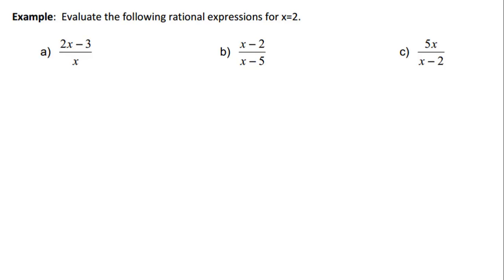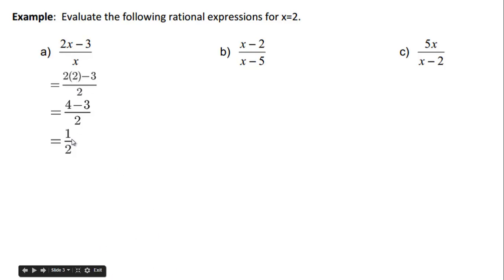This question talks us through evaluating the expressions for x equals 2. You can go ahead and do that if you want. I'm just going to talk through them. If you sub in x equals 2 into the first one, you get 2 times 2 minus 3 over 2, 4 minus 3 over 2, which is 1 over 2. That's no problem. When the input is 2, the output is 1/2. The x coordinate of 2 gives a y coordinate of 1/2. That's just a coordinate on the graph.